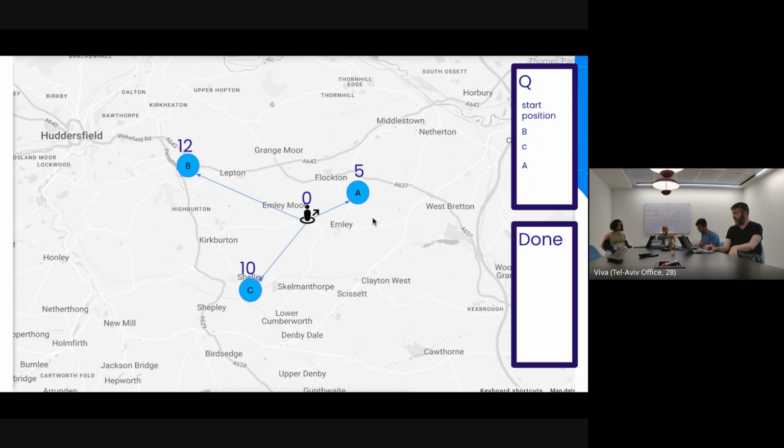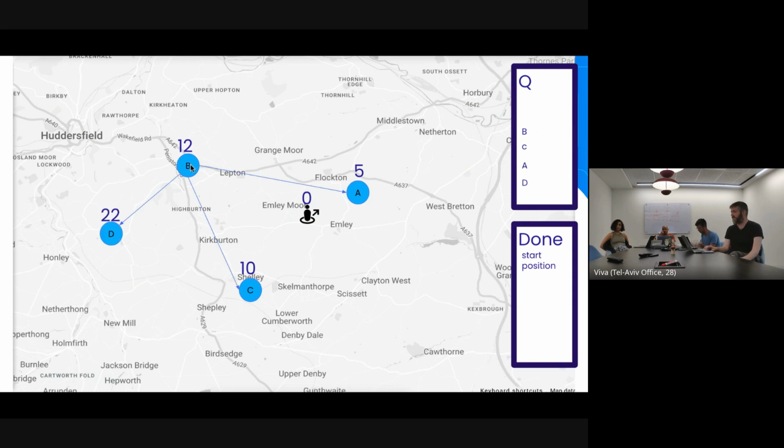Okay, now I finish with A, the start position, and in this example I'll start with B. In our algorithm, I'd start with the closest, I'd start with A, but to demonstrate for the demo, let's work from B in the queue.